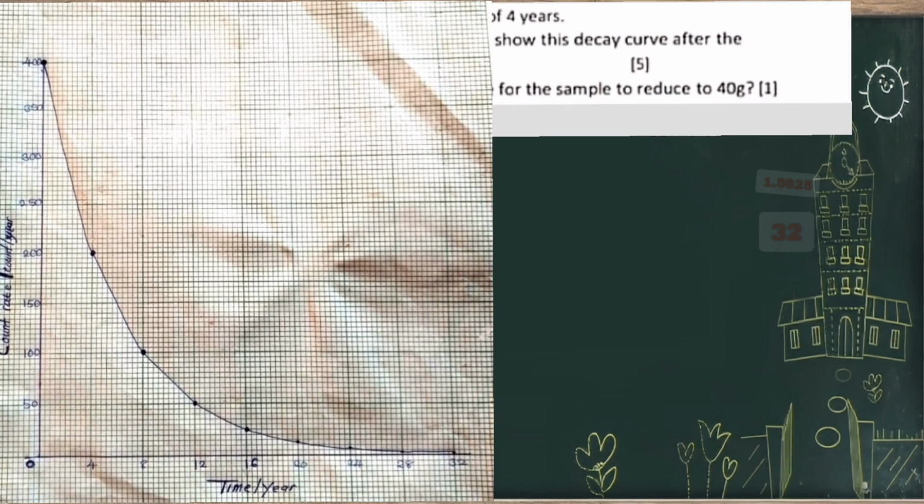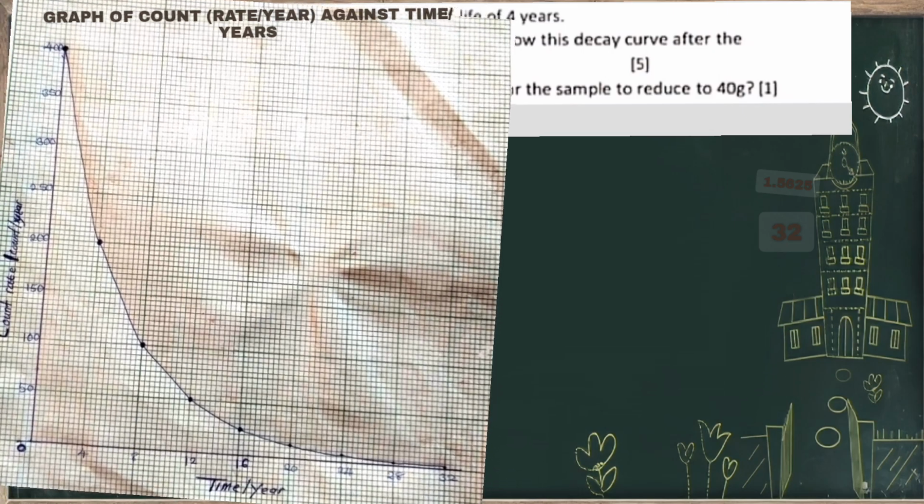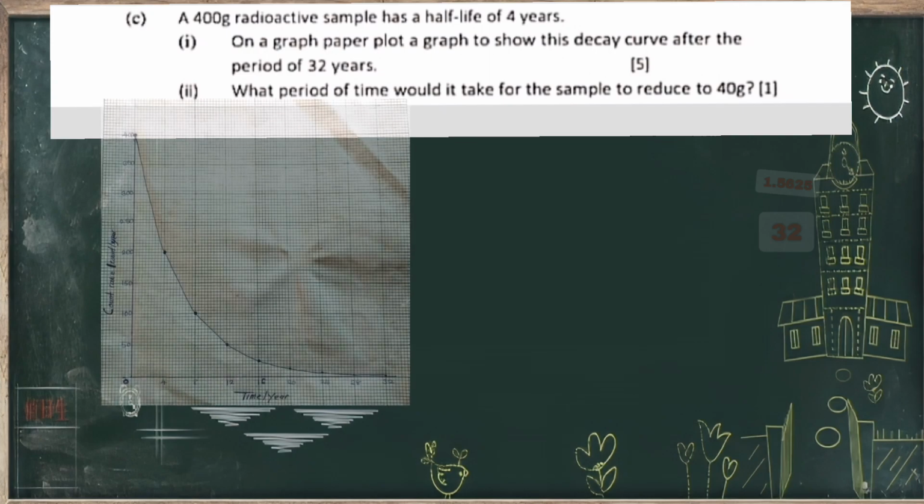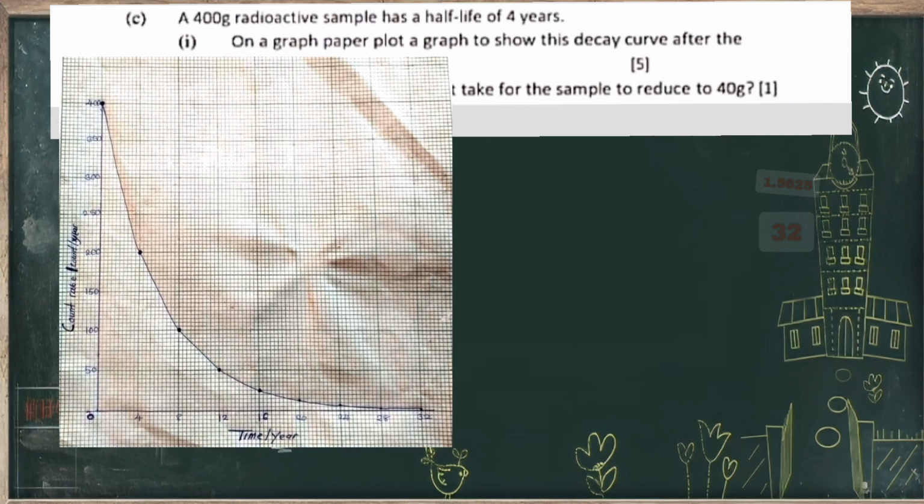Then, the next one is saying, okay, so let me not forget to put the title. Yeah. So the title is very, very important. So you need to put the title. So the title is the graph of count rate in count per year against time in years. That is our title. Then as for Roman numeral number 2 is saying, what period of time would it take for the sample to reduce to 40 grams? So to determine this one, I'm going to use the graph paper, the same graph paper.